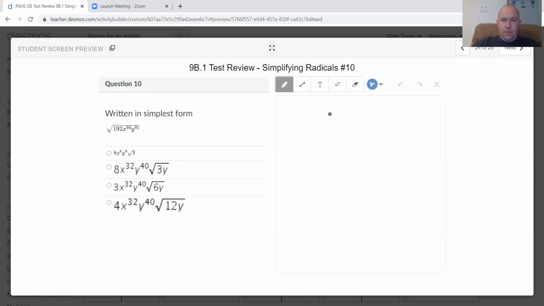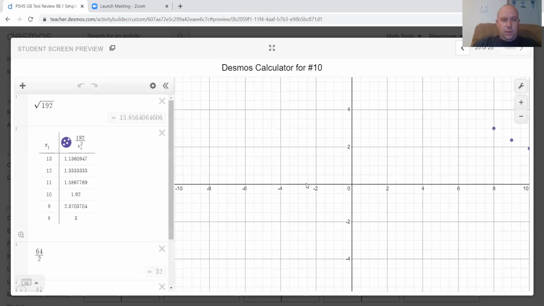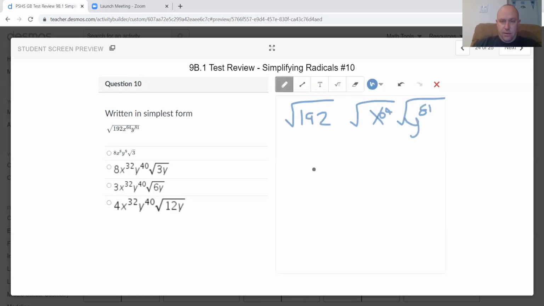Last one, same lot of the ones we've done previously. We're just going to split it up into smaller questions. 192, x to the 64, and y to the power of 81. Once again, they've been very sneaky and picked ones that you can do the square root of 64 and 81, but we're actually going to half those numbers. So 192, type in the question, create your table, 192 divided by x1 squared, and then starting at 13, just go down until you get 2 whole numbers, which is 8 and 3.